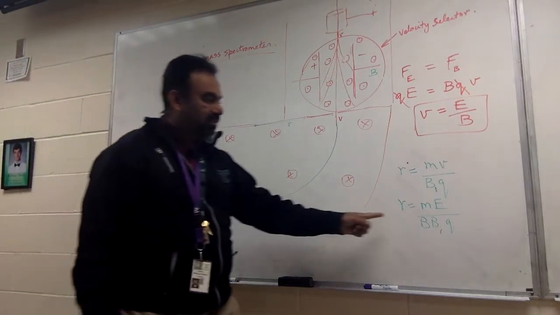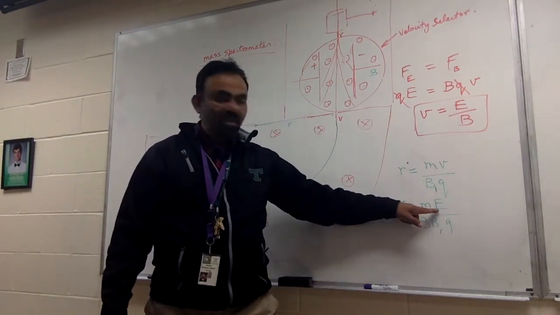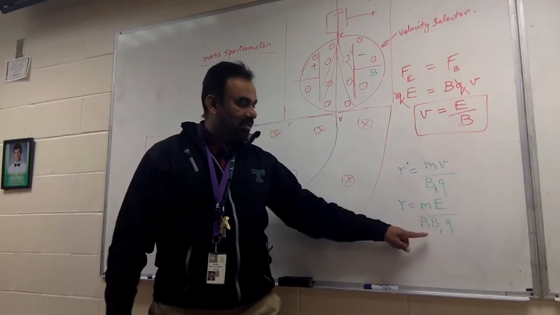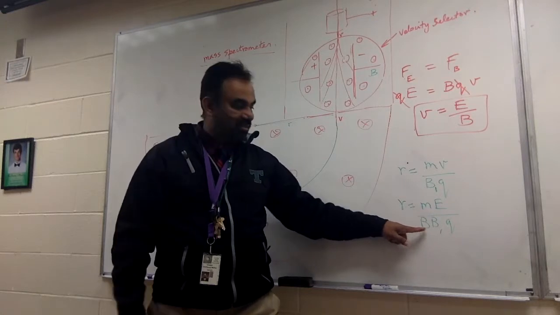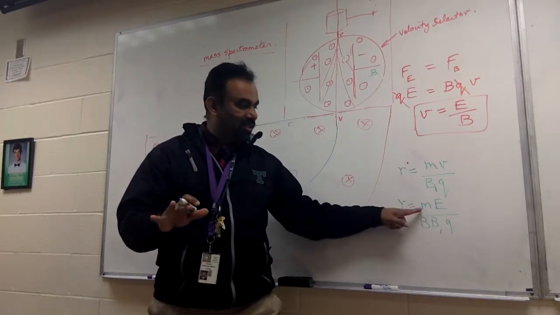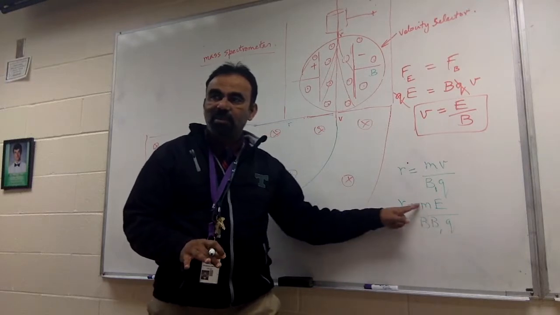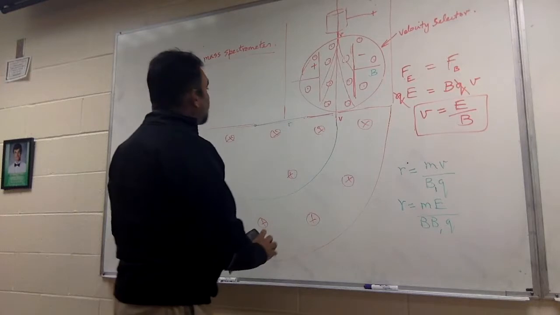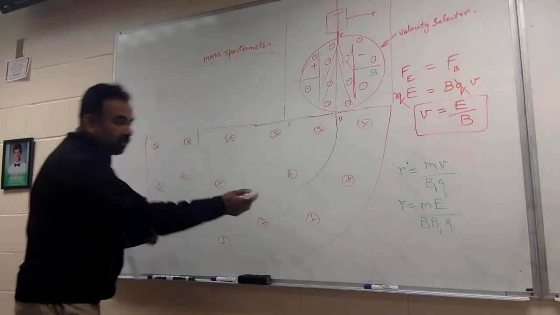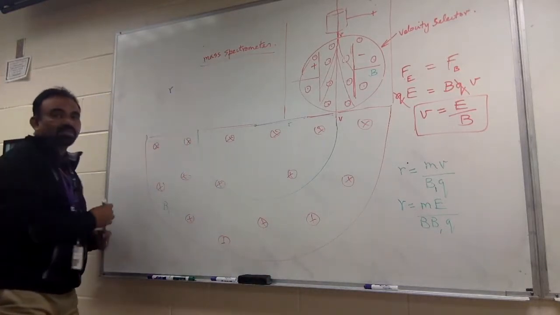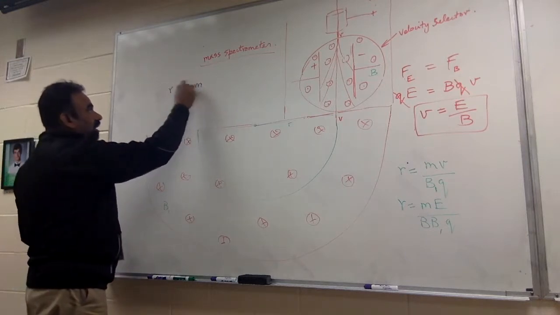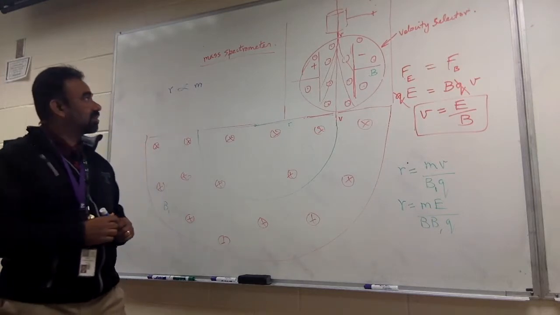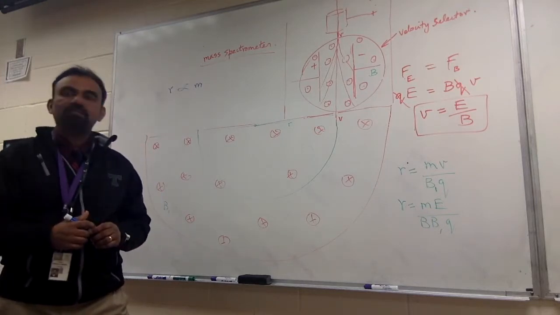Now out of these terms, E, the electric field, is a constant, is fixed. B is fixed. B1 is fixed. The only things that are variables are m and q. So what you understand from there is the radius of the turn taken is directly proportional to the mass. The radius of the turn is directly proportional to the mass.